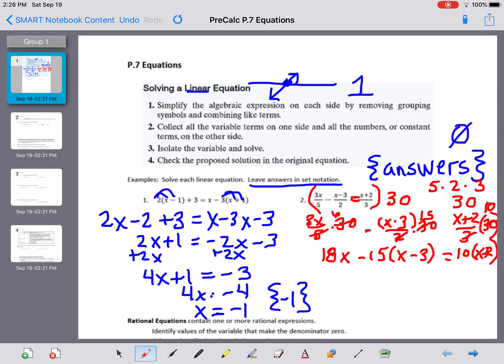So now I just have a linear equation. 18x, I'm going to distribute my -15, get -15x plus 45, and distribute my 10, and I get 10x plus 20.